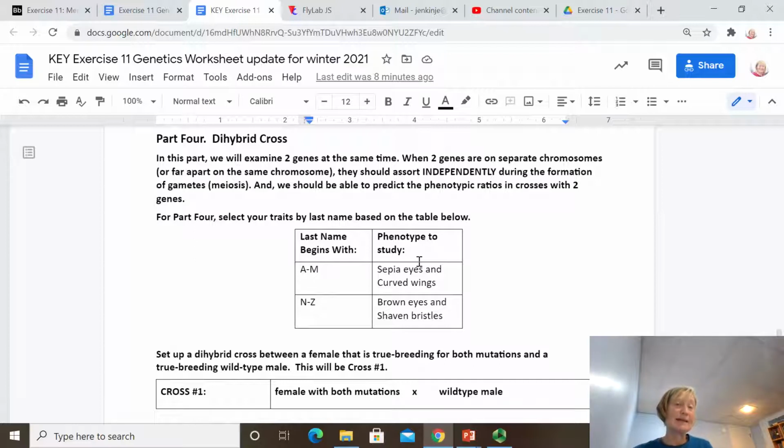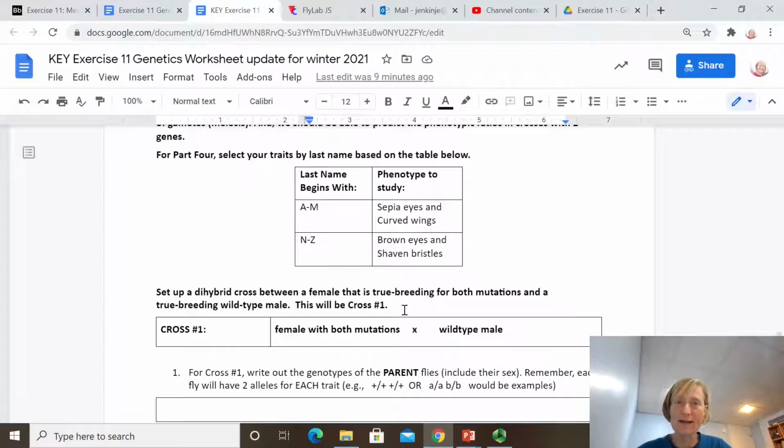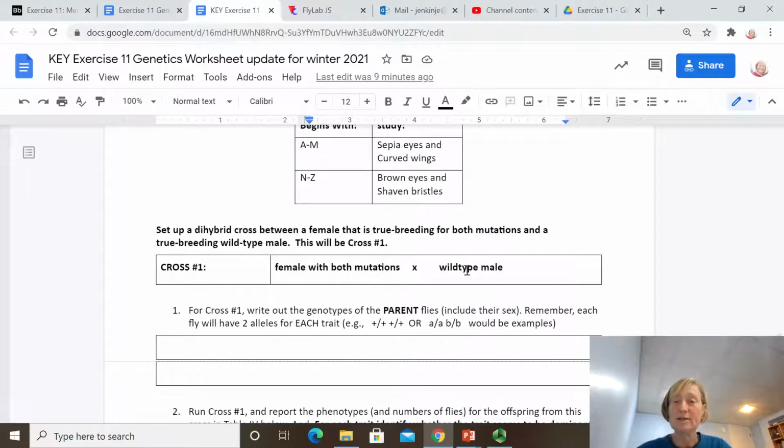Finally, we're going to do a dihybrid cross. That means we're going to study 2 genes at the same time, people. Whew. And if your last name starts with A through M, you're going to be studying sepia eyes and curved wings. If your last name starts between N and Z, you're going to study brown eyes and shaven bristles. All right, so in this case, you're going to set up 2 crosses again with your flylab simulator, and you're going to cross a female with both mutations times a wild type male. I want you to think about this cross, so I'm going to give you some hints here for this dihybrid cross.